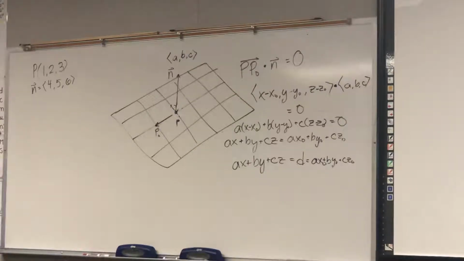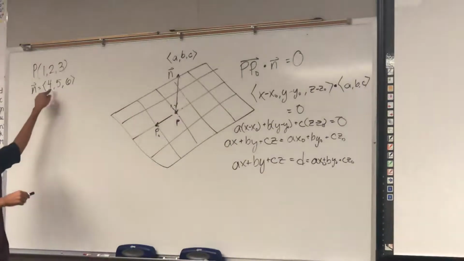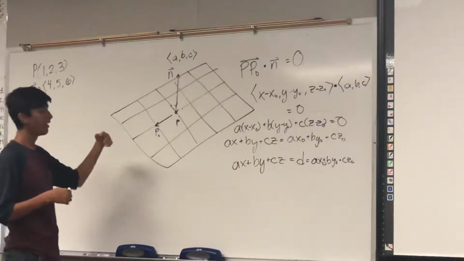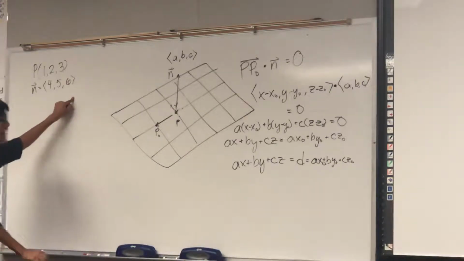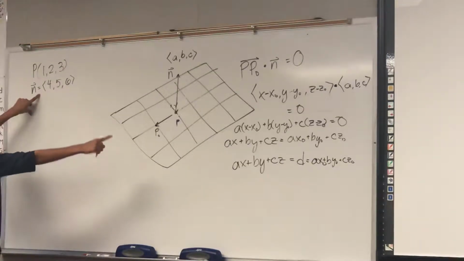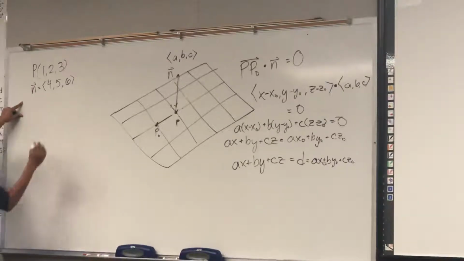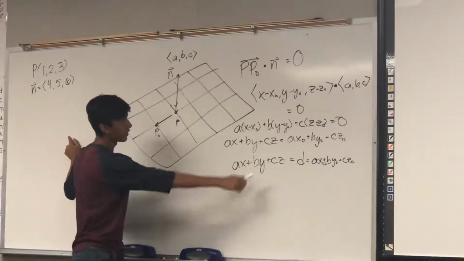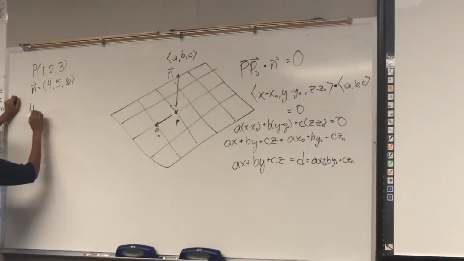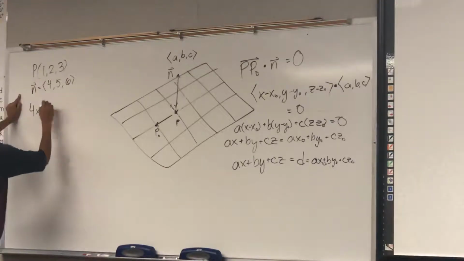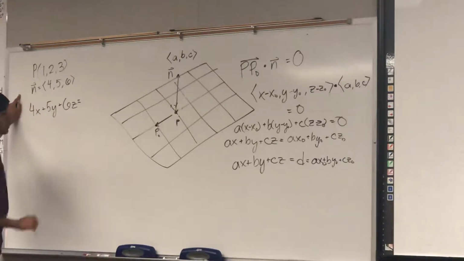Now, if we wanted to find an equation of a plane such that the normal vector has points 4, 5, and 6, and there's a point P which is at 1, 2, 3, we could just plug that into this equation, and we would get that A, which is the components of the vector n in the x direction, which is 4, times x plus b, which in this case is 5, times y plus 6 times z is equal to d.